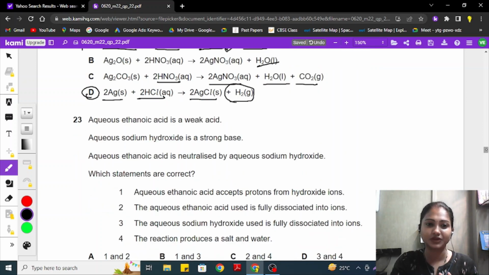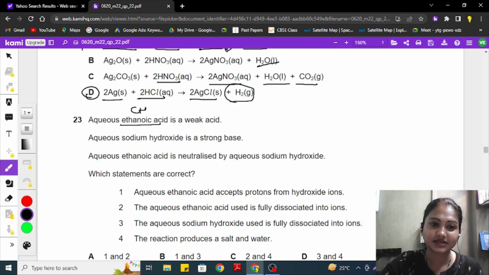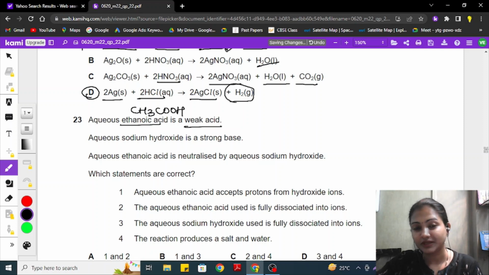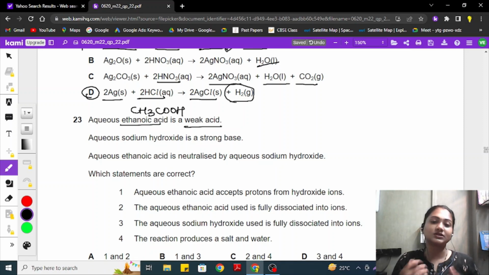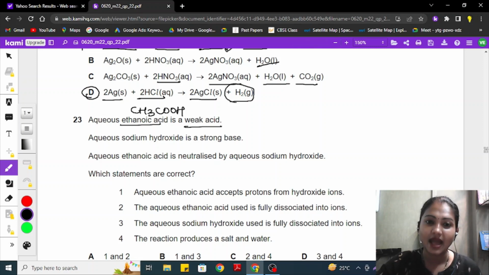Then we come to the next question. Aqueous ethanoic acid, which is acetic acid, CH3COOH, is a weak acid. What is a weak acid basically? Weak acids are those acids that don't allow the dissociation of all the hydrogen ions. Acids are basically proton donors. And there are two different types of acids: strong acids, which can dissociate hydrogen ions completely, and weak acids, which don't.